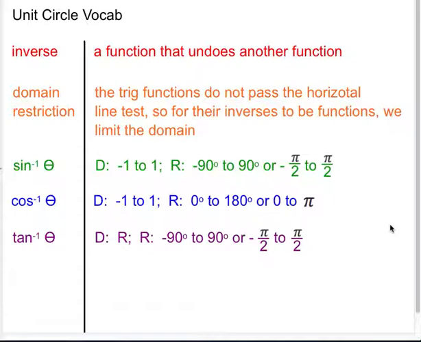Because the unit circle cycles forever, the trig functions do not pass the horizontal line test, which tells us whether or not the inverse is a function. So when we're looking at the domain restrictions, we have to limit the domain of the sine, cosine, and tangent in order to have a piece of the graph, which we haven't seen yet, be the limited domain. So we're going to start with sine inverse.